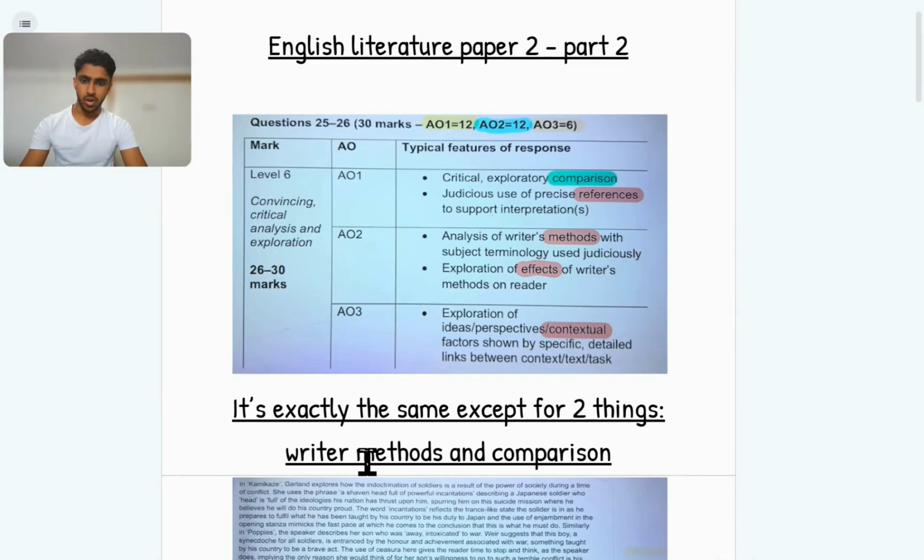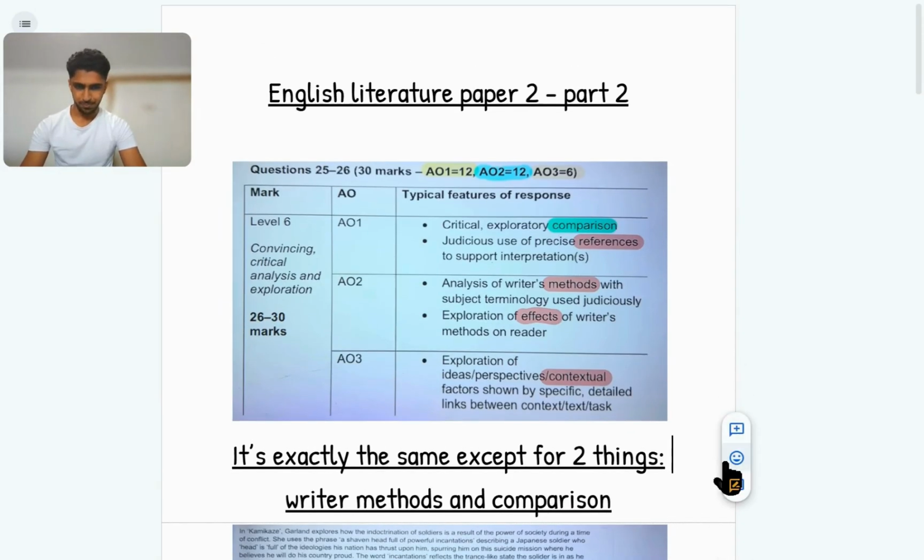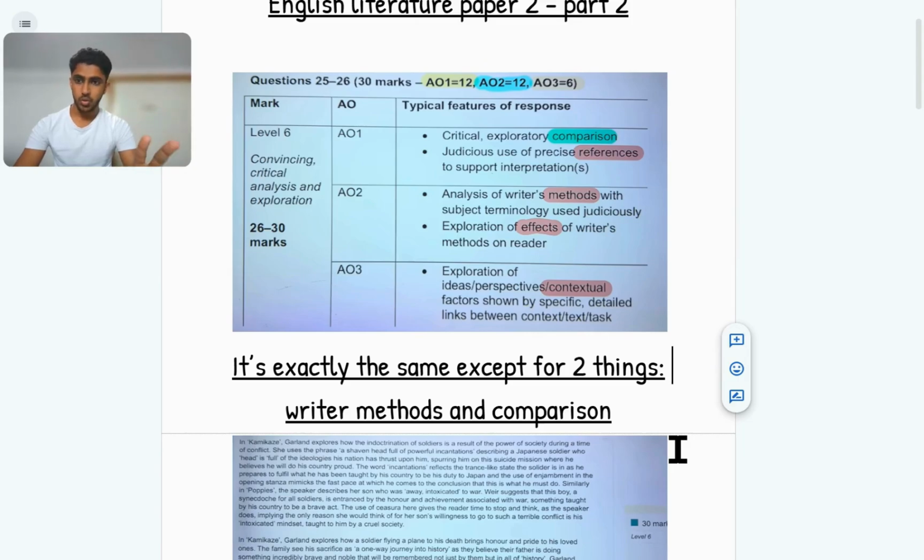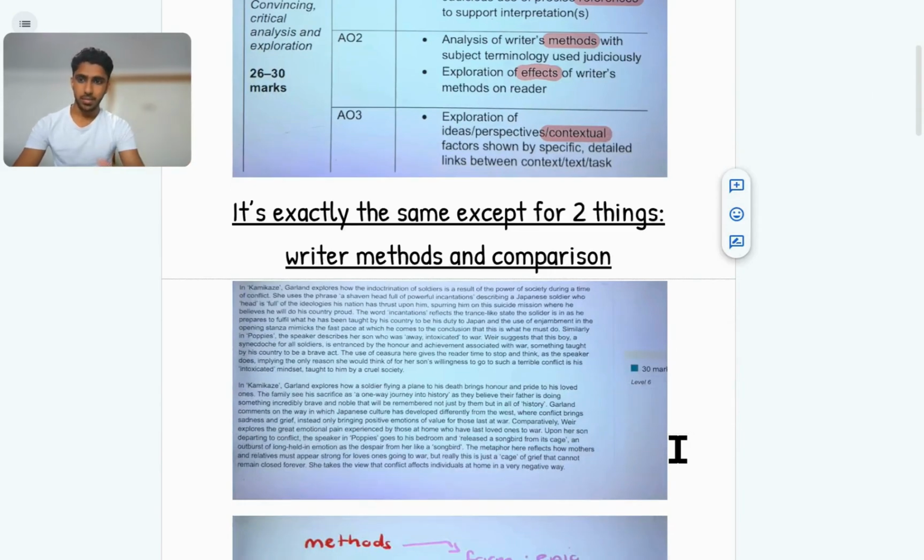So the two things are writer's methods and comparison. To show you that it's exactly the same, except for two things, look, this is the mark scheme for the comparison poem question. It's exactly the same as paper 1 English Literature, and it's exactly the same as English Literature paper 2 question 1. The only difference is comparison. It says critical and exploratory comparison. So I'm going to tell you how to add those two things in just for this question.